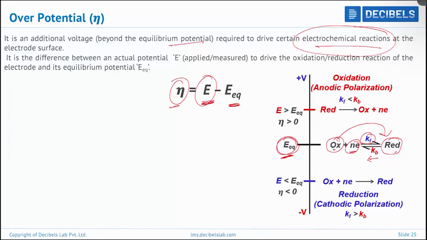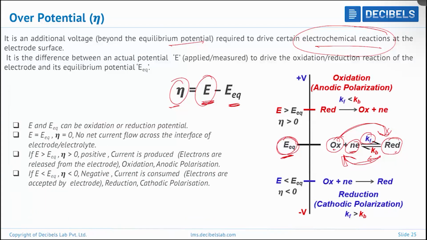But if you want to push the reaction this side or the reaction this side, you have to disturb this equilibrium. That is by applying extra voltage, negative voltage or positive voltage. If you apply extra voltage, if E is greater than the equilibrium potential, then the reduced species are getting converted to oxidized species by losing the electron. So this reaction is dominated. This reaction, the backward reaction, takes place.